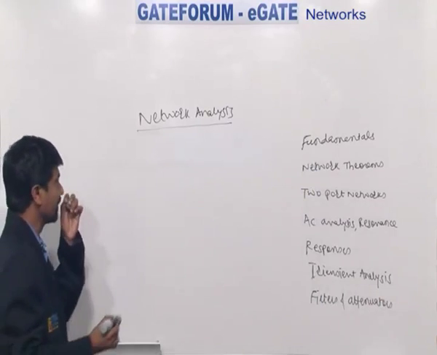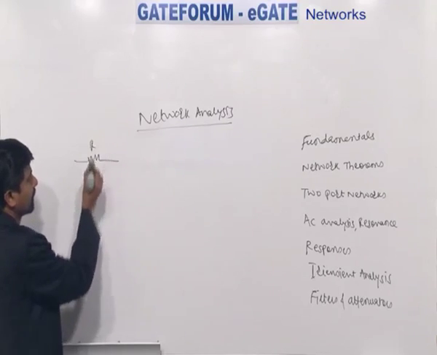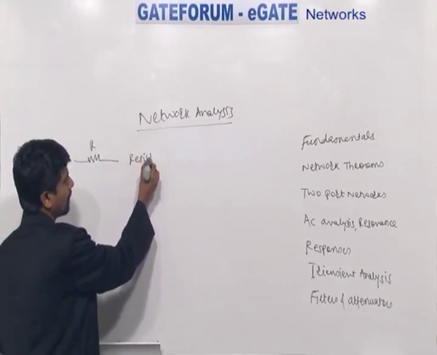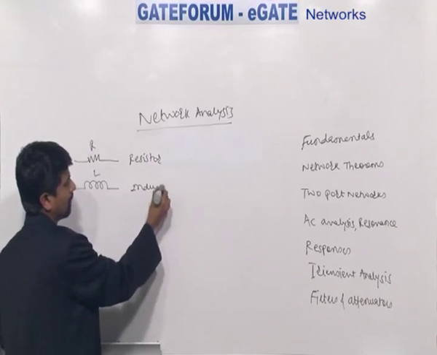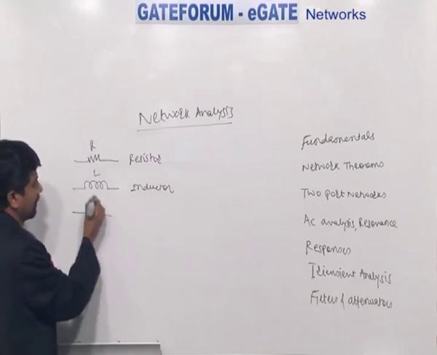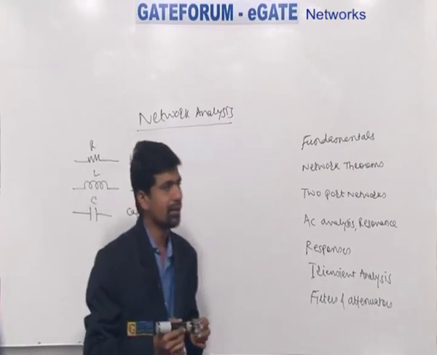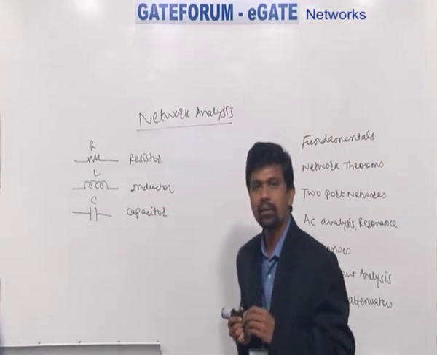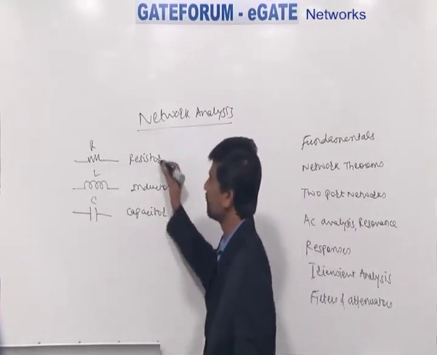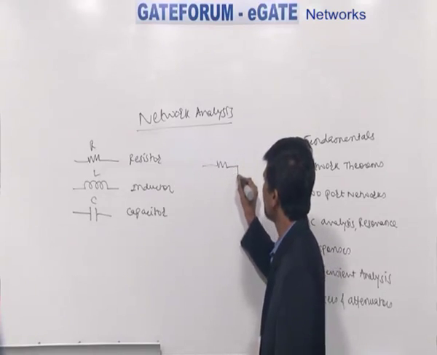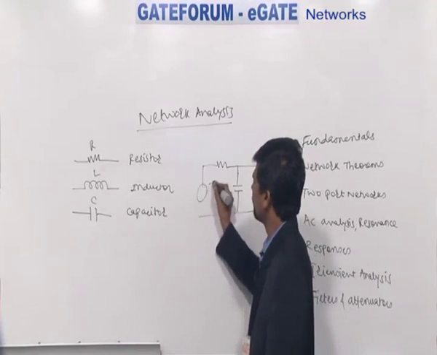So whenever we consider any network, at that time we can consider that the network will consist of three elements: resistor, inductor, and capacitor. So basically when we study network analysis, the important point is to understand the basics of what is the resistor, what is the inductor, what is the capacitor, because any circuit is a combination of resistor, inductor and capacitor.